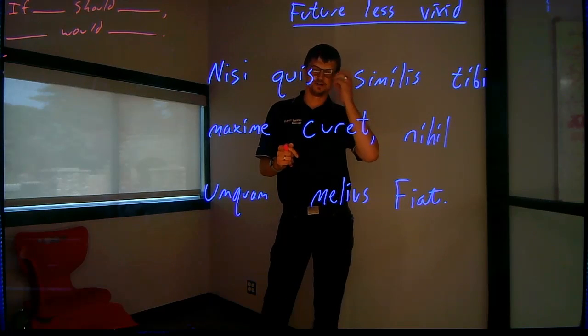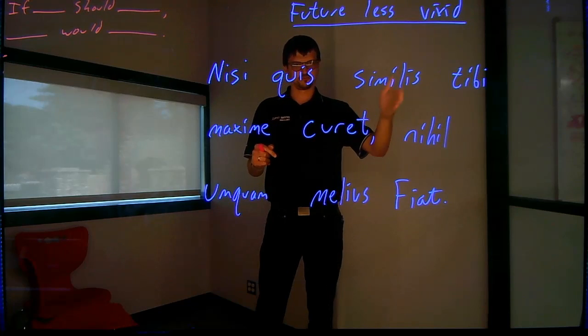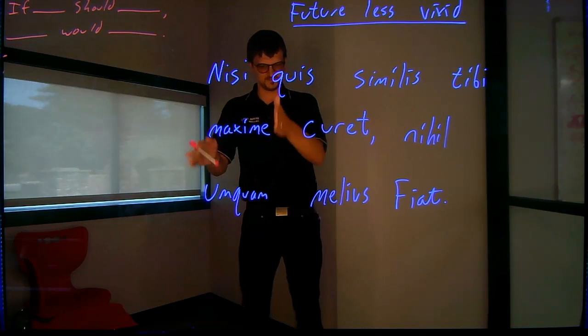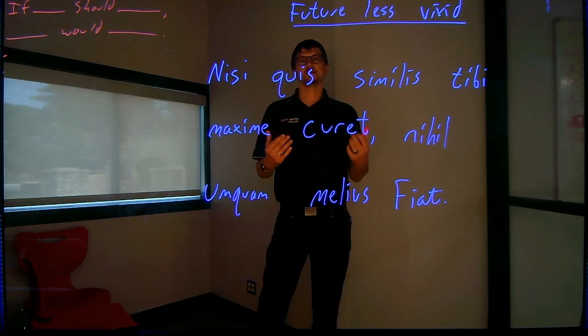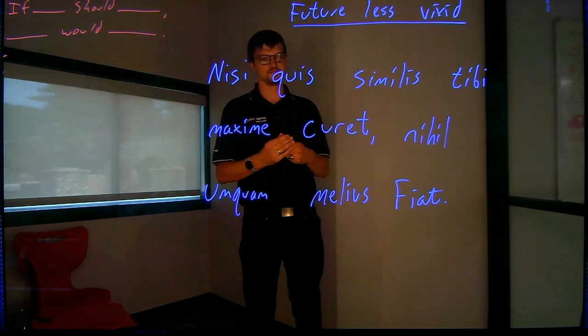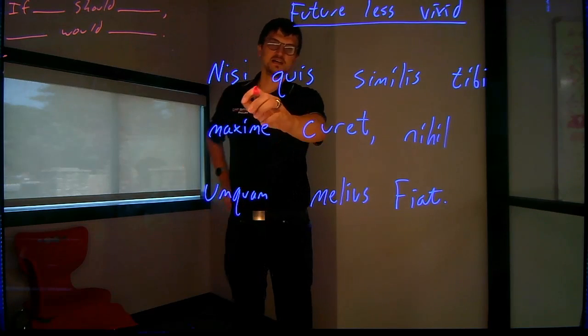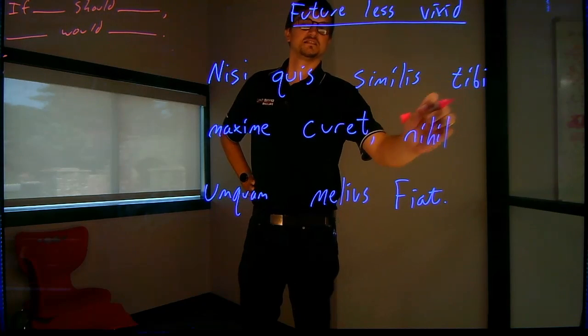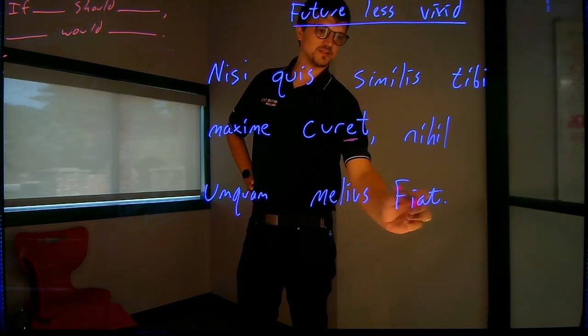Now, the indicative condition, you had something like if Brutus kills Caesar, the Republic will be saved. It's very certain. Like if this happens, this will definitely happen. But this is a lot more of an uncertainty. You're adding all that uncertainty in with the subjunctive. And you'll note as we go through this one, nisi quis similis tibi maxime curet nihil umquam melius fiat.